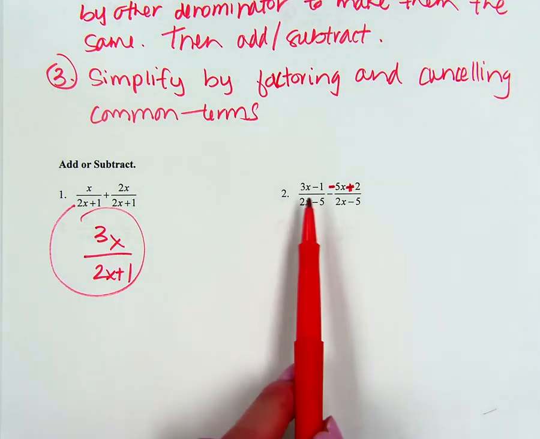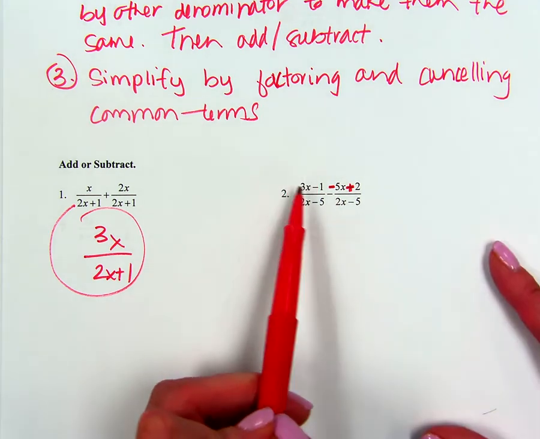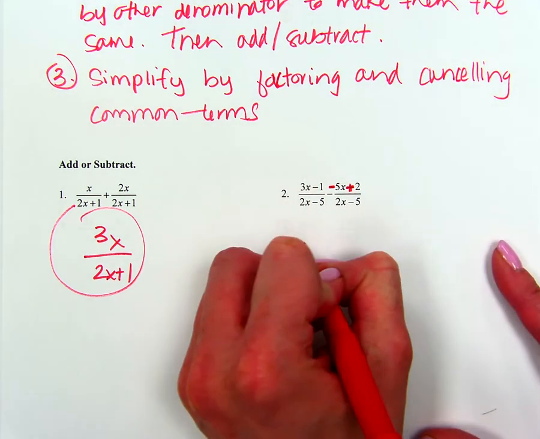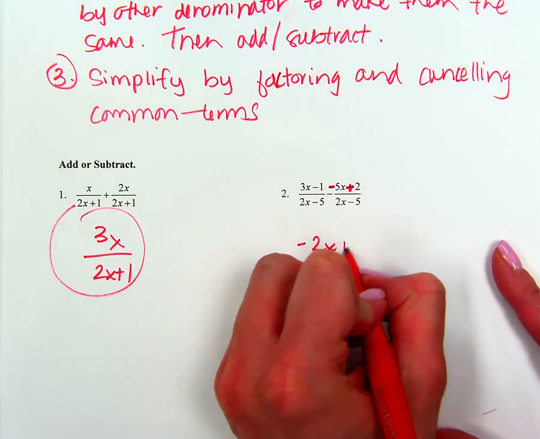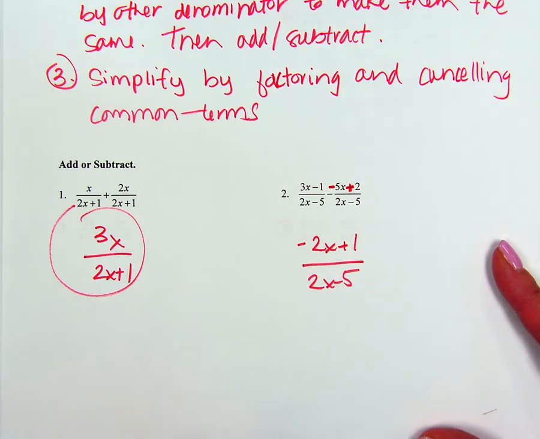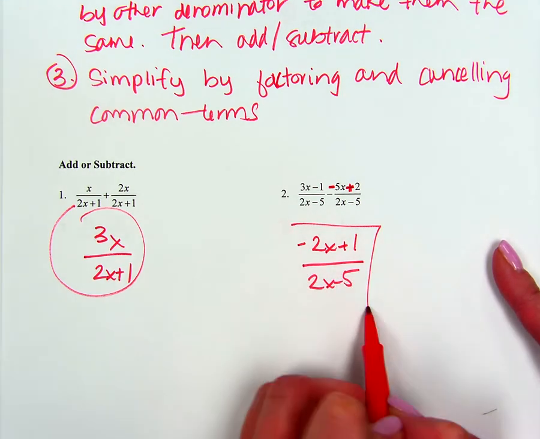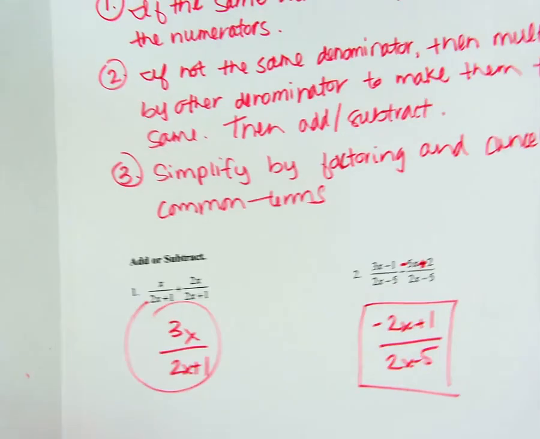So now all we're going to do is combine like terms in the numerator. So we have our 3x minus 5x, so that becomes negative 2x, a negative 1 plus 2, so that becomes plus 1, and that's all over 2x minus 5. So that's it. That's the only difference with subtraction and addition, is we want you to go ahead and distribute that negative up. So go ahead and flip over to your second page.